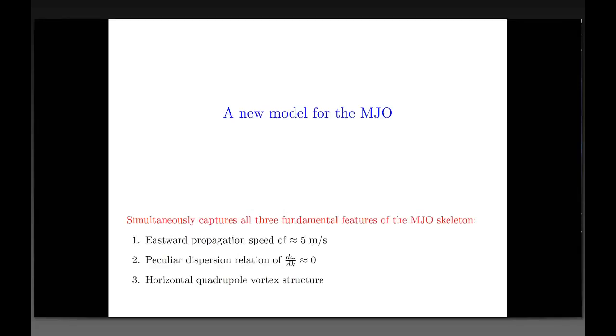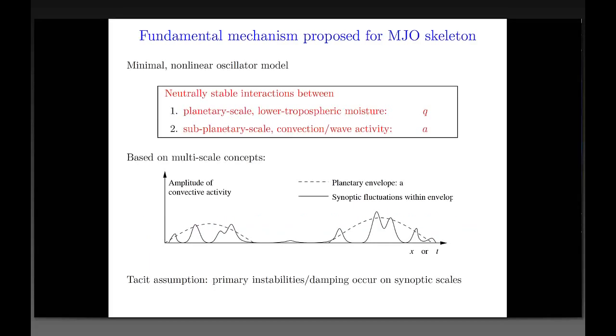And what this model can do is it can simultaneously capture all three of the fundamental features of the MJO skeleton. So it'll have the slow eastward propagation speed of 5 meters per second, this peculiar dispersion relation where the frequency is roughly a constant, and it'll have the horizontal quadrupole vortex structure. And so the fundamental mechanism in this model is that it's a nonlinear oscillation. And this oscillation is a neutrally stable oscillation between lower tropospheric moisture, which we'll call Q, and convective activity, which we'll call A.